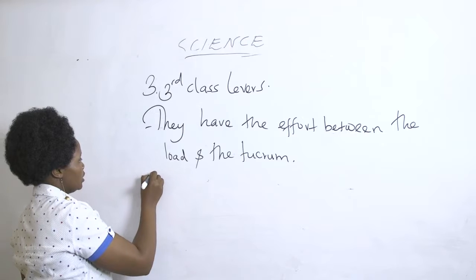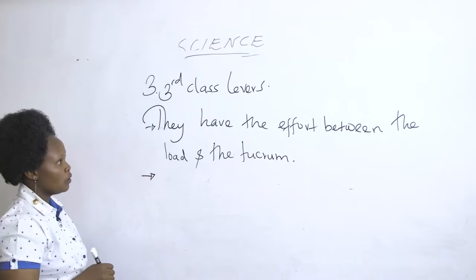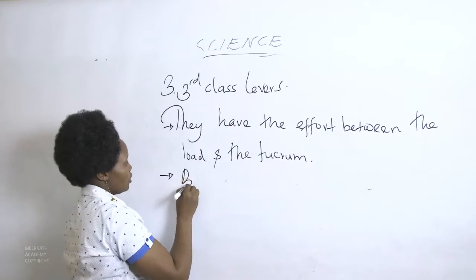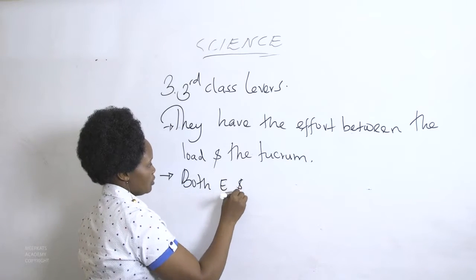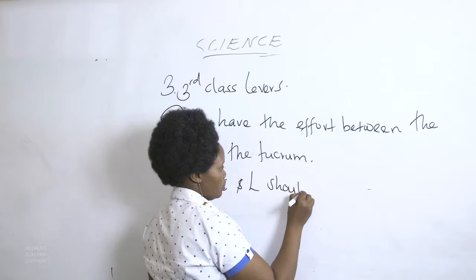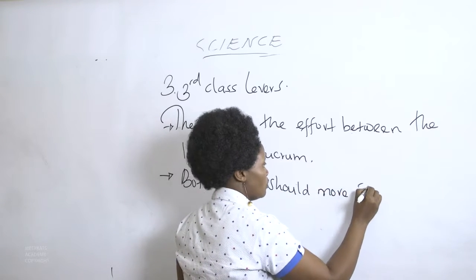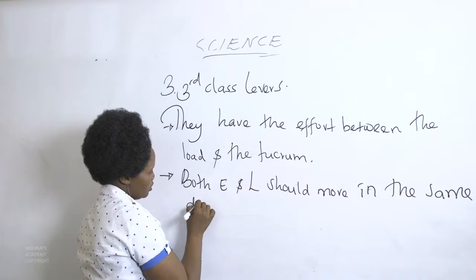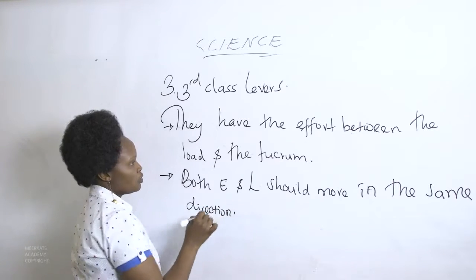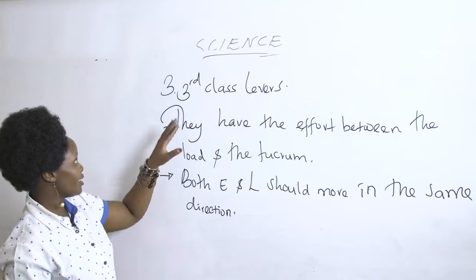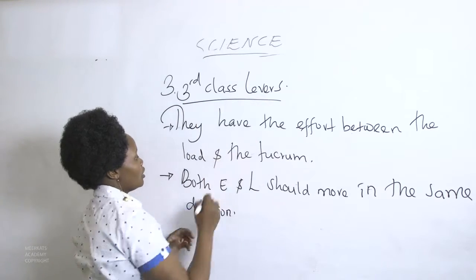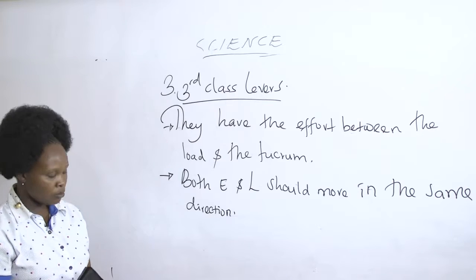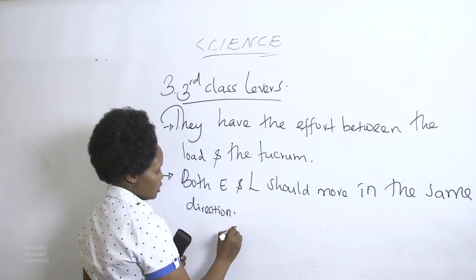And again, for a system to operate in this class, both effort and load should move in the same direction. Now we note that it's only in one case of the first class levers where we have the two moving in opposite directions. In all the other classes, they move in the same direction. Let us give examples.